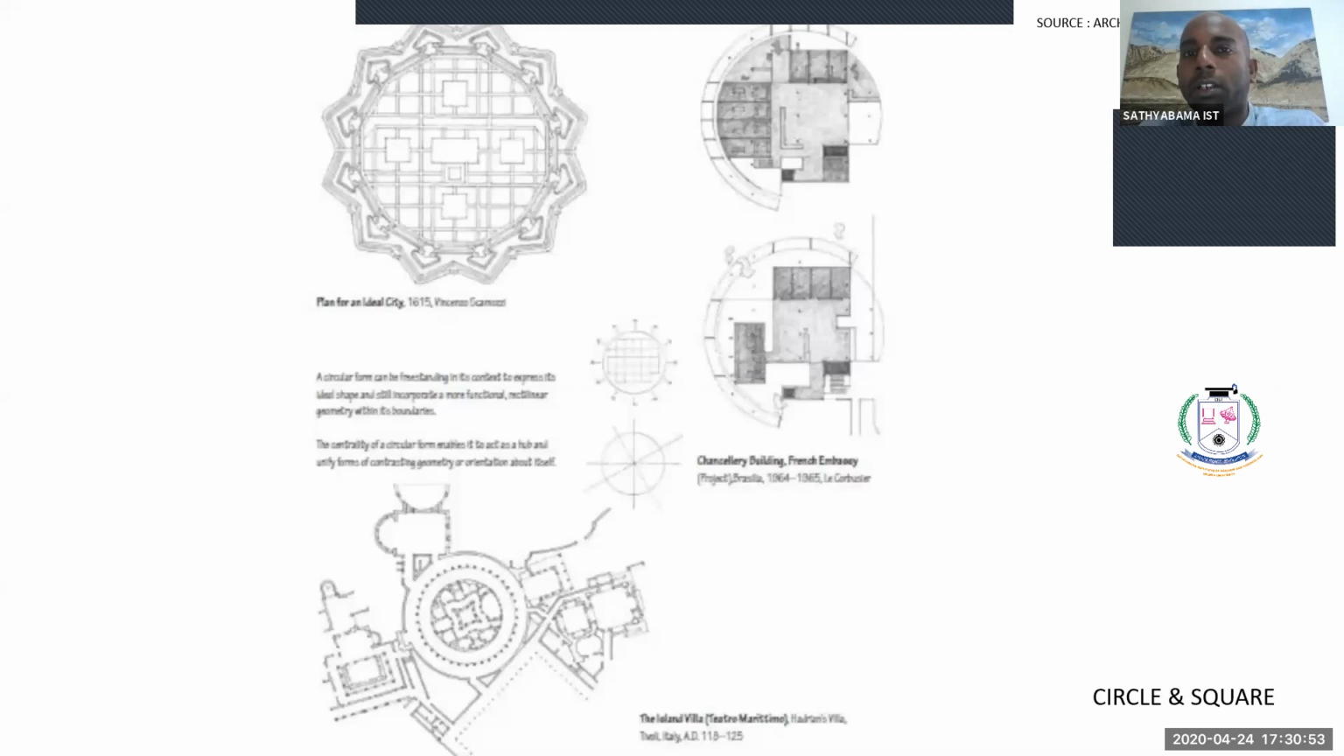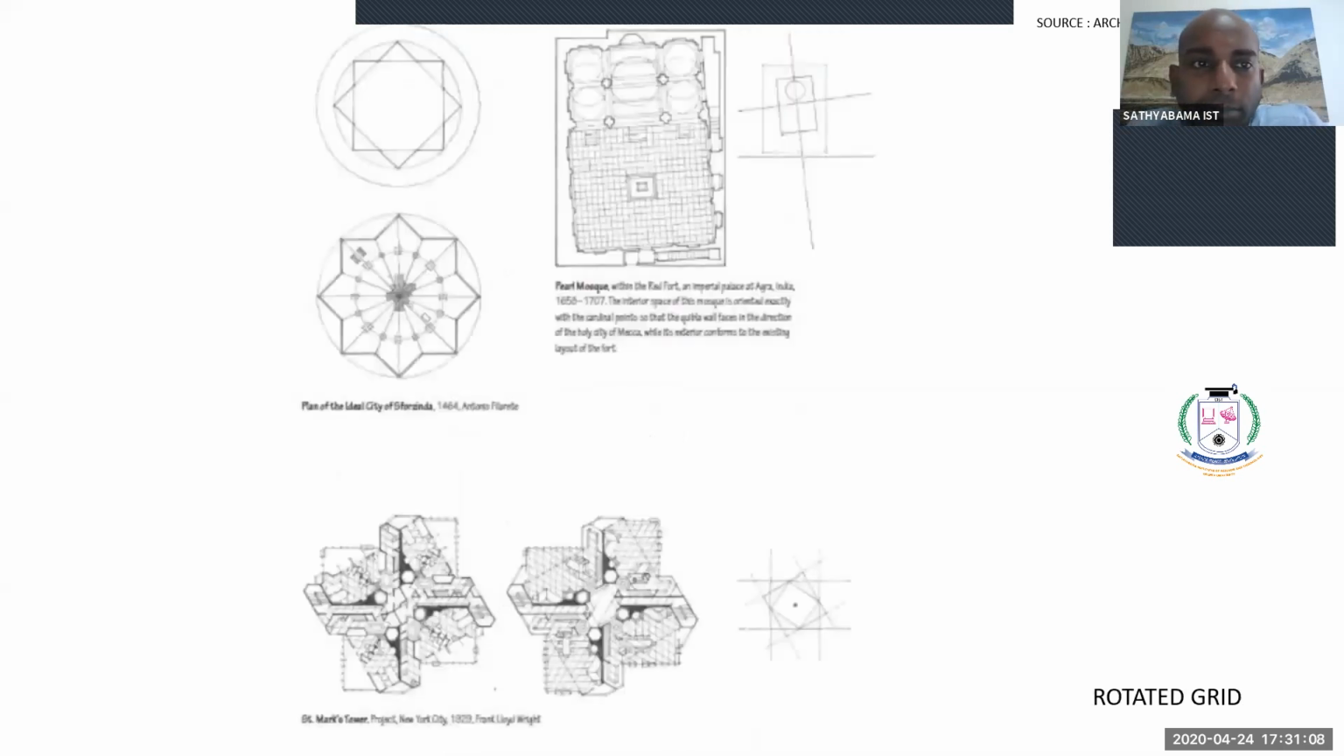And also the circle, by virtue of the way it is capable of being the central focus or the organizing element, can accept and organize multiple forms as seen in the image on the bottom left, right? Okay.